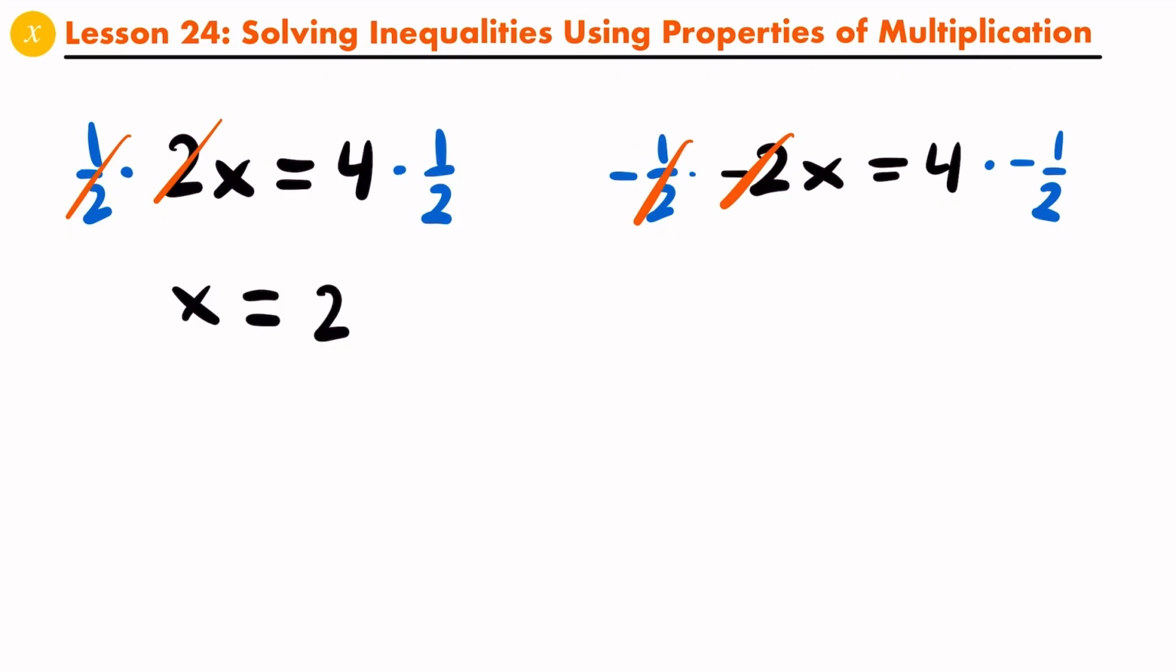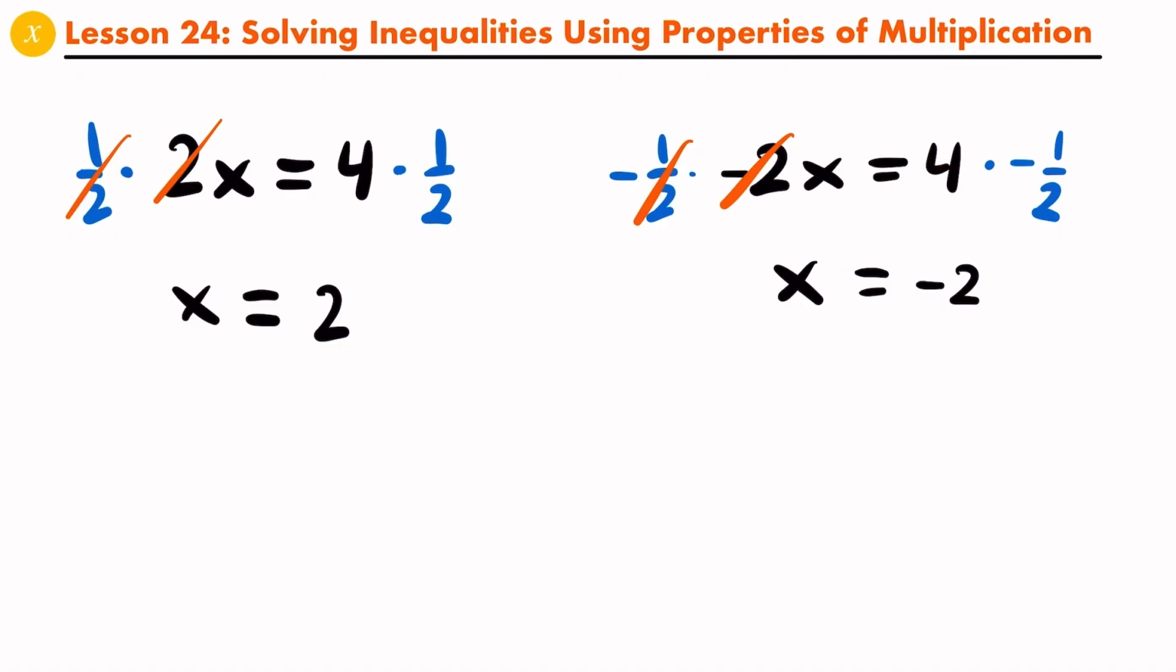And so -1/2 times -2 would just be equal to 1. Those two constants cancel each other out. You'll get 1 times x, which is just x, and x would be equal to 4 times -1/2, or you could think of it as 4 divided by -2. Either way, you will get -2, and so x equals -2 is the solution to this equation. You could substitute -2 back in for x in the original equation, and -2 times -2 is +4. The equation would be true.